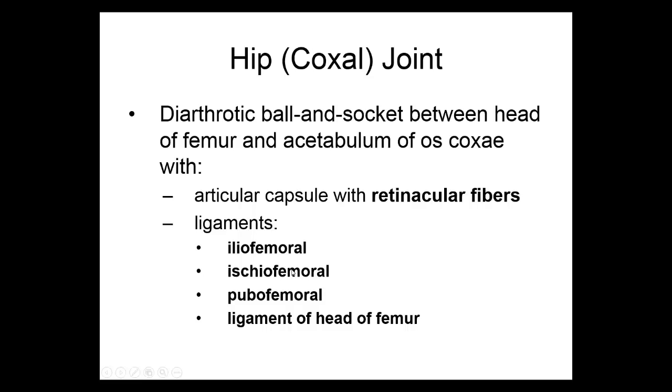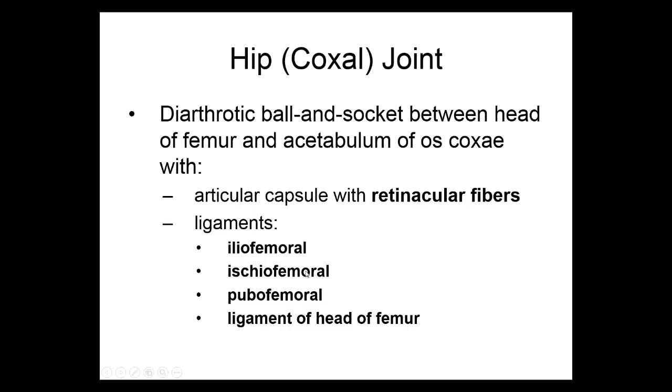So if you remember, the os coxa is made by 3 bones: the pubis, the ilium, and the ischium. So from each of those, we're going to have a ligament, which is really thickened capsule. So we will have iliofemoral, ischiofemoral, pubofemoral, and from the head of the femur, we're going to have another ligament which comes from the fovea. Remember the fovea, the depression on the head of the femur, or the fovea capitis? It will come from that to the center of the acetabulum. So these are your ligaments.